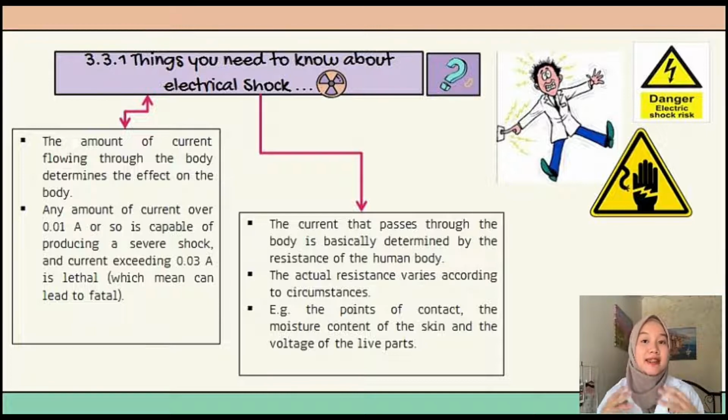Since the voltage at the outlet in the laboratory is usually fixed, such as 220 volts, the current that passes through the body is basically determined by the resistance of the human body. The actual resistance varies according to some factors, such as the point of contact, the moisture content of the skin, and the voltage of the live part. Other than that, in wet conditions, skin resistance can be reduced directly. Therefore, this greatly increases the chance of severe electrical shock.